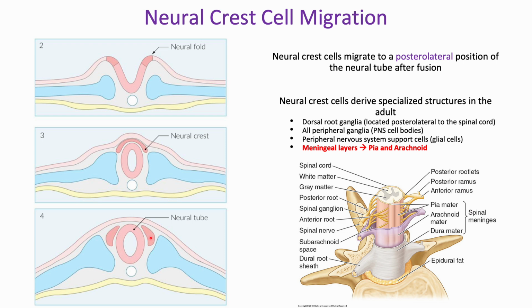The other thing that we're going to have derived from neural crest cells is the peripheral ganglia, like peripheral nervous cell bodies, as well as the support cells or the glial cells of the peripheral nervous system. I also want to point out, and we'll cover this later, that they form two meningeal layers. And the specific meningeal layers that the neural crest cells are going to form are going to be the pia mater and arachnoid mater. So the two innermost layers, but not the dura. Okay, so pia mater, arachnoid mater, but not the dura.